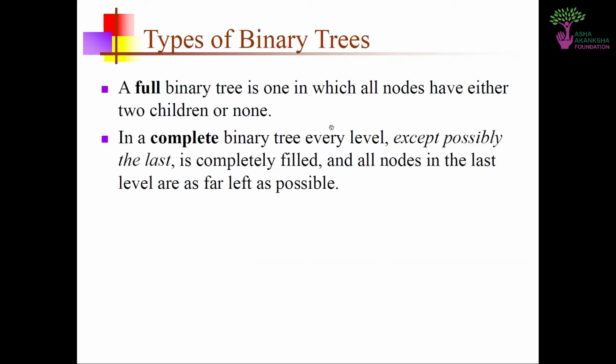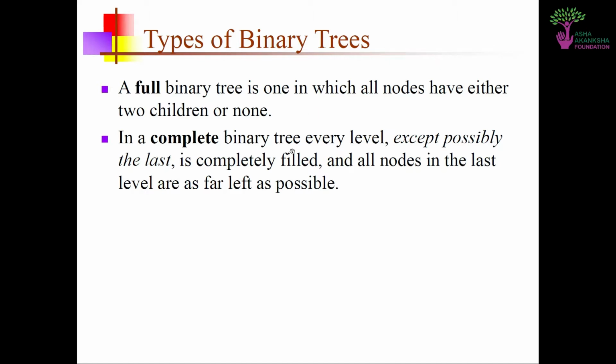There are multiple types of binary trees. A full binary tree is one in which all nodes have either two children or none. None of the nodes have a single child. Either it is a leaf node, in which case there are no children, or it is an internal node, in which case there will be two children. That is a full binary tree.